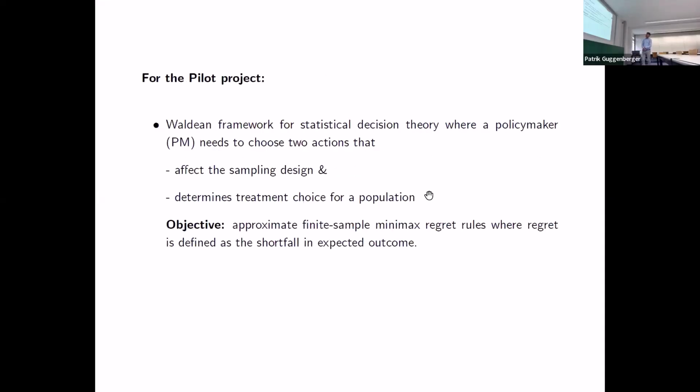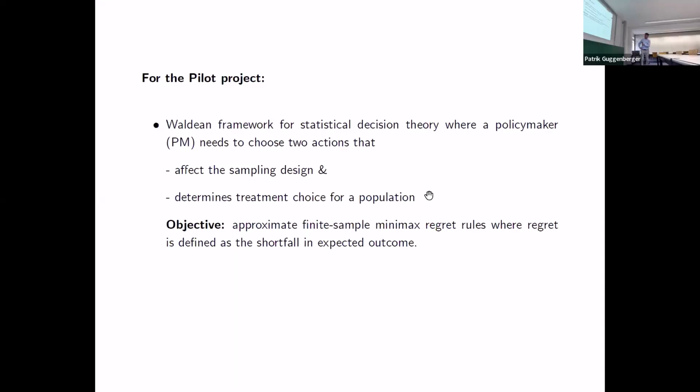All right. Okay, for the pilot project, we're looking at a Waldian framework of statistical decision theory. So there are 4 key components, right? That we have a set of DGPs for the observable vectors. Then there's an action space for the policymaker, and then there's a loss function and some criteria on how to evaluate treatment rules. Okay.